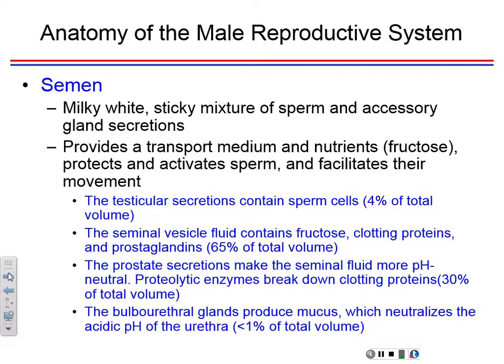So the testicular secretions make about 4%, and they carry the sperm cells from the testes. And the seminal vesicle, like I said, produces the bulk of the secretion, 65%. It's got fructose for energy. It's got these clotting proteins. And then the prostate makes the proteolytic enzymes that break down these clotting proteins to make the semen thick.